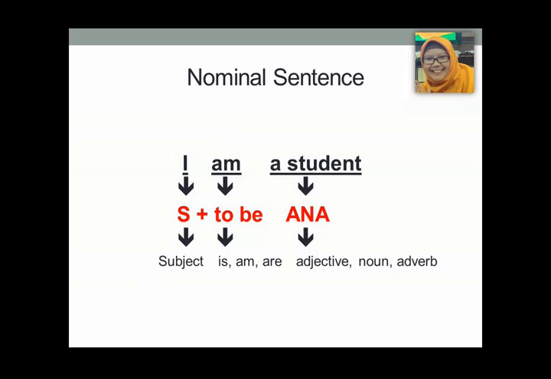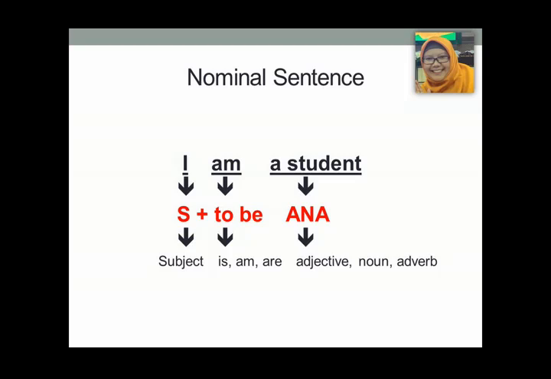Nominal sentence, the example is "I am a student." I is the subject, am is to be, and then student belongs to Anna. Anna stands for adjective, noun, and adverb. In this example, student is a noun. Okay. And then, you must have some questions there.